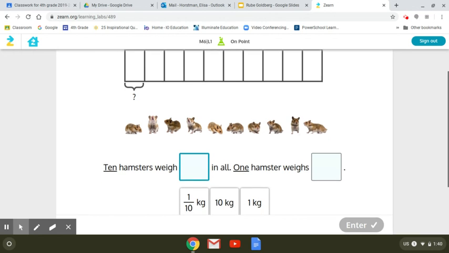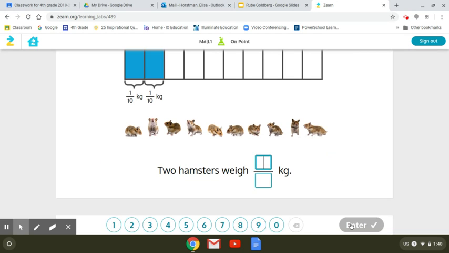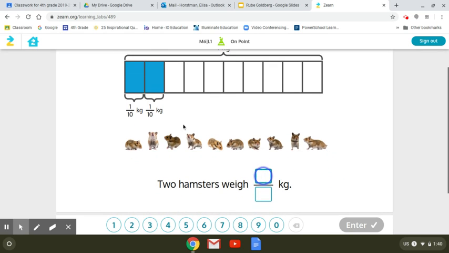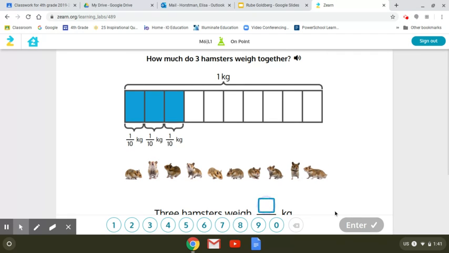If 10 hamsters weigh 1 kilogram in all, then one hamster weighs 1/10 of the weight. There are 10 pieces, or 10 hamsters, and each one is 1/10 of the weight. So that means 2 hamsters, let's look here, 1, 2, is 2/10. 3 hamsters would be 3/10.